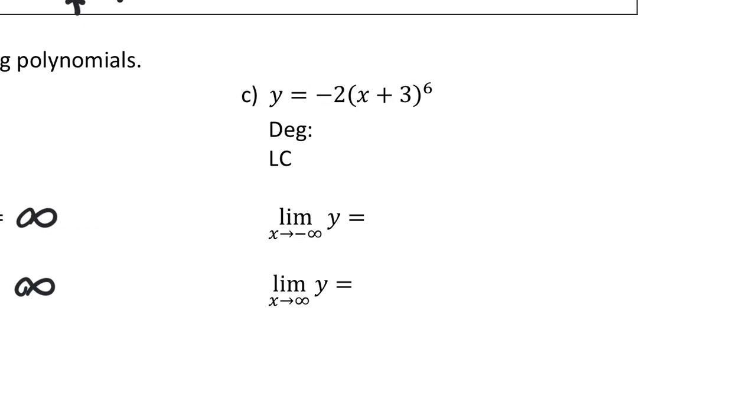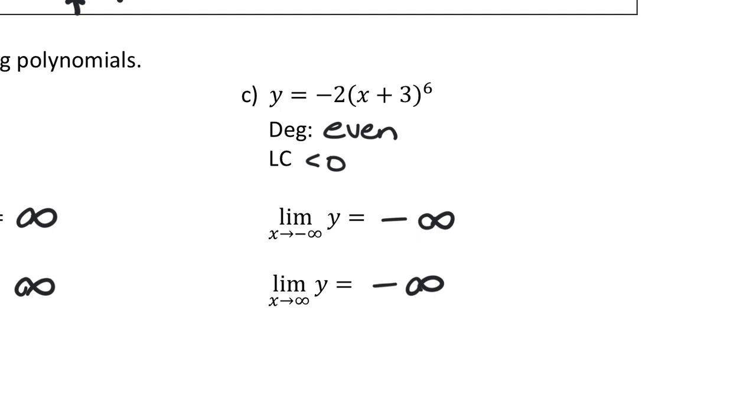Okay, what about this one? What would be the degree of this polynomial? 6, which means it's an even degree polynomial. What's the leading coefficient? Less than 0. So even and less than 0, that means that your right hand is going down and the left hand is going down. So both of the limit statements go down. Y'all see how this works?